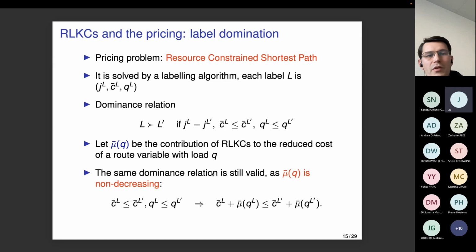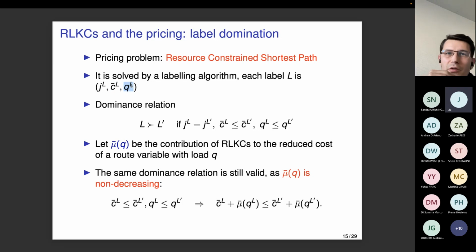And in order to efficiently solve this pricing problem, we will use a specific algorithm for the resource constrained shortest path, because the pricing problem here will be a resource constrained shortest path problem in the subgraph which is generated by a certain depot i. And so how do we solve this pricing problem? This pricing problem is solved by a labeling algorithm, which is essentially an enumeration algorithm, where every label represents a partial path from the depot, and each label is characterized by the final node j, the current reduced cost of the partial path, and the current load of the partial path.